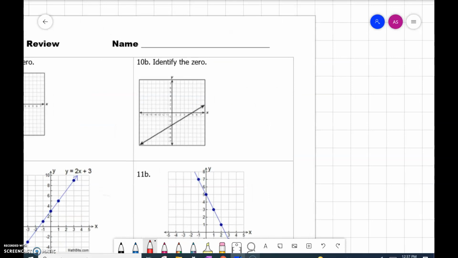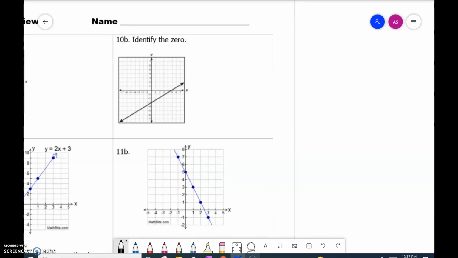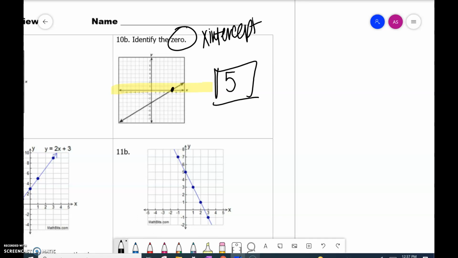All right, 10b, it says identify the 0. So again, we know a 0 is an x-intercept. So x-intercept, that's where it crosses the x-axis. So I'm going to just highlight my x-axis and identify where it's crossing. And that is crossing at 5. So my answer is 5 for the 0.